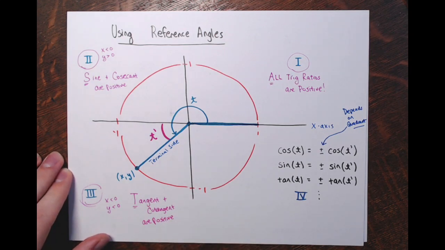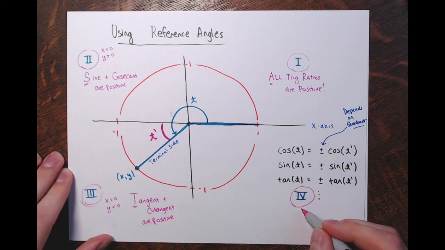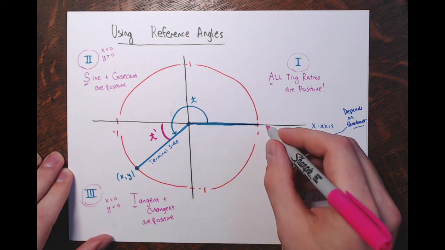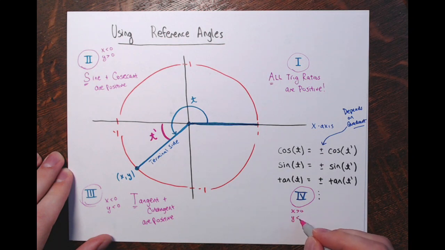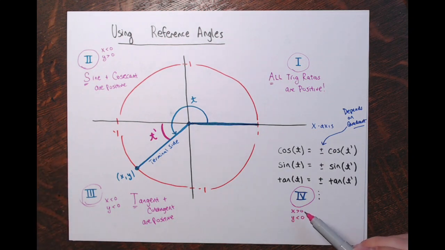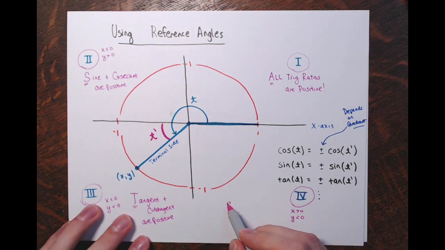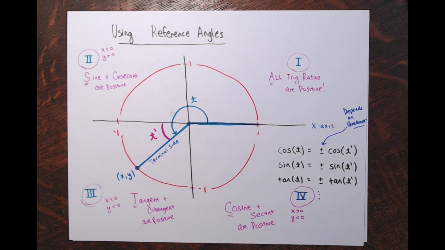All right. And then finally in quadrant 4, you have positive x coordinates, to the right of the center, but negative y coordinates. So the only functions that are positive down in quadrant 4 are cosine and secant, right? The ones related to the x coordinates. So cosine and secant are the only trig ratios that'll end up being a positive value. All the other 4 will be negative.